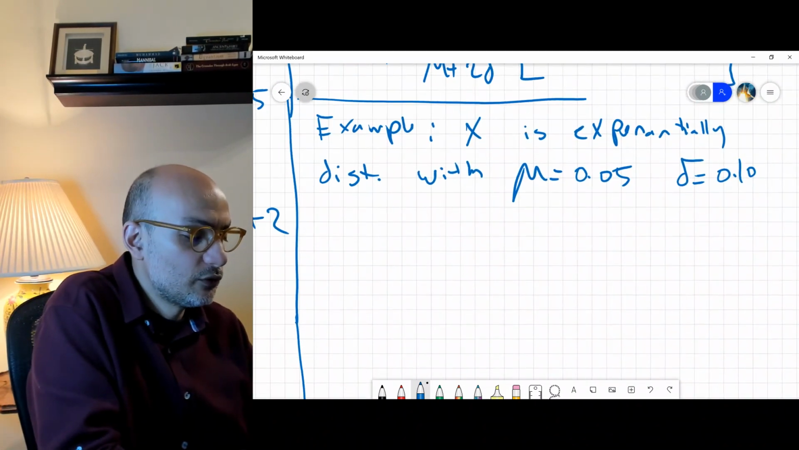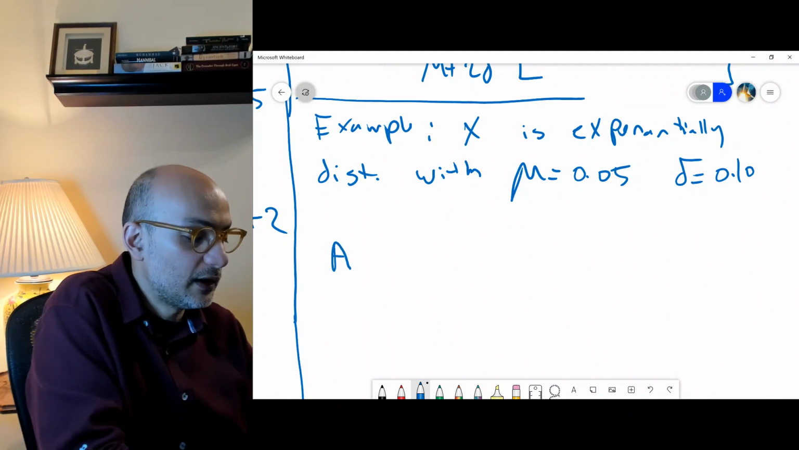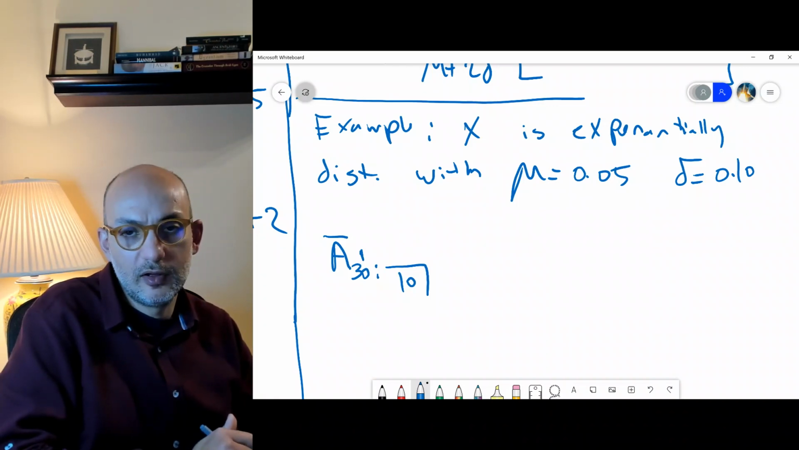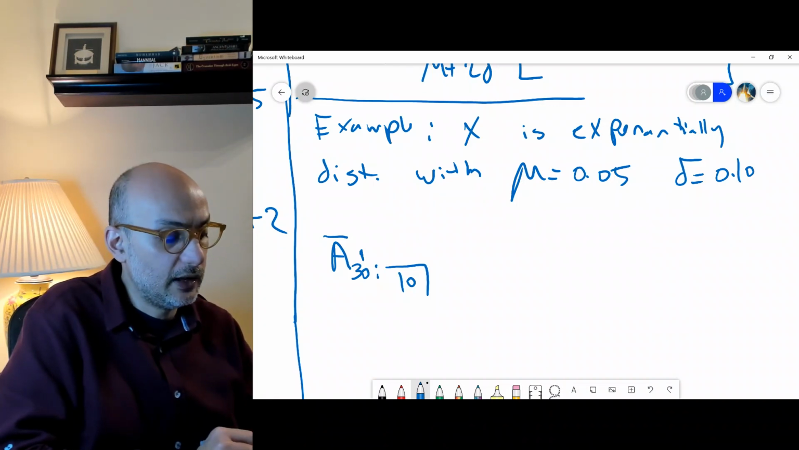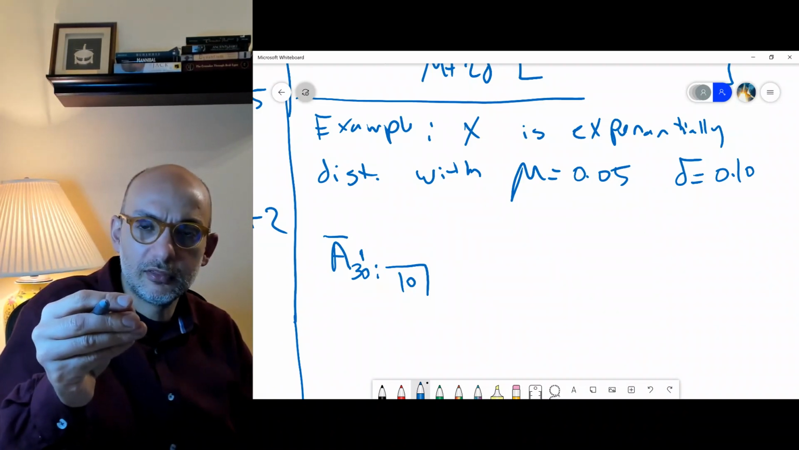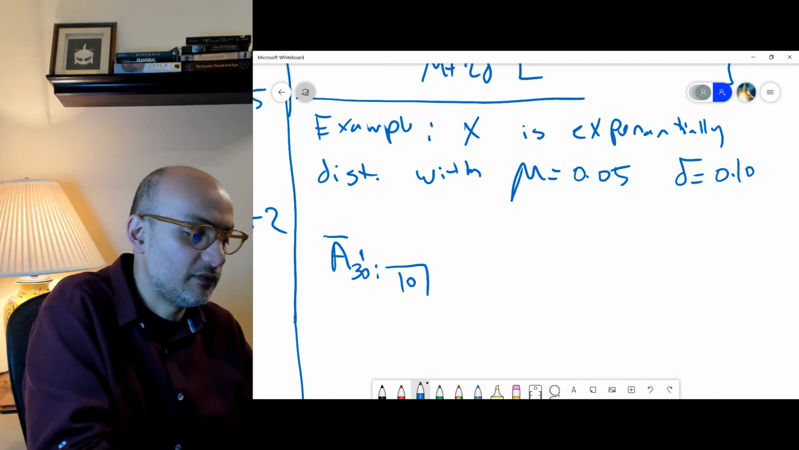But now we don't want whole life insurance. The question asks you for A bar 1 30:10, and there is 1 here. How do we read it? It's insurance for a life age 30 to pay $1 if death occurs within the next 10 years. So if death occurs, at the moment of death, there is a payment of $1. How to evaluate this one?